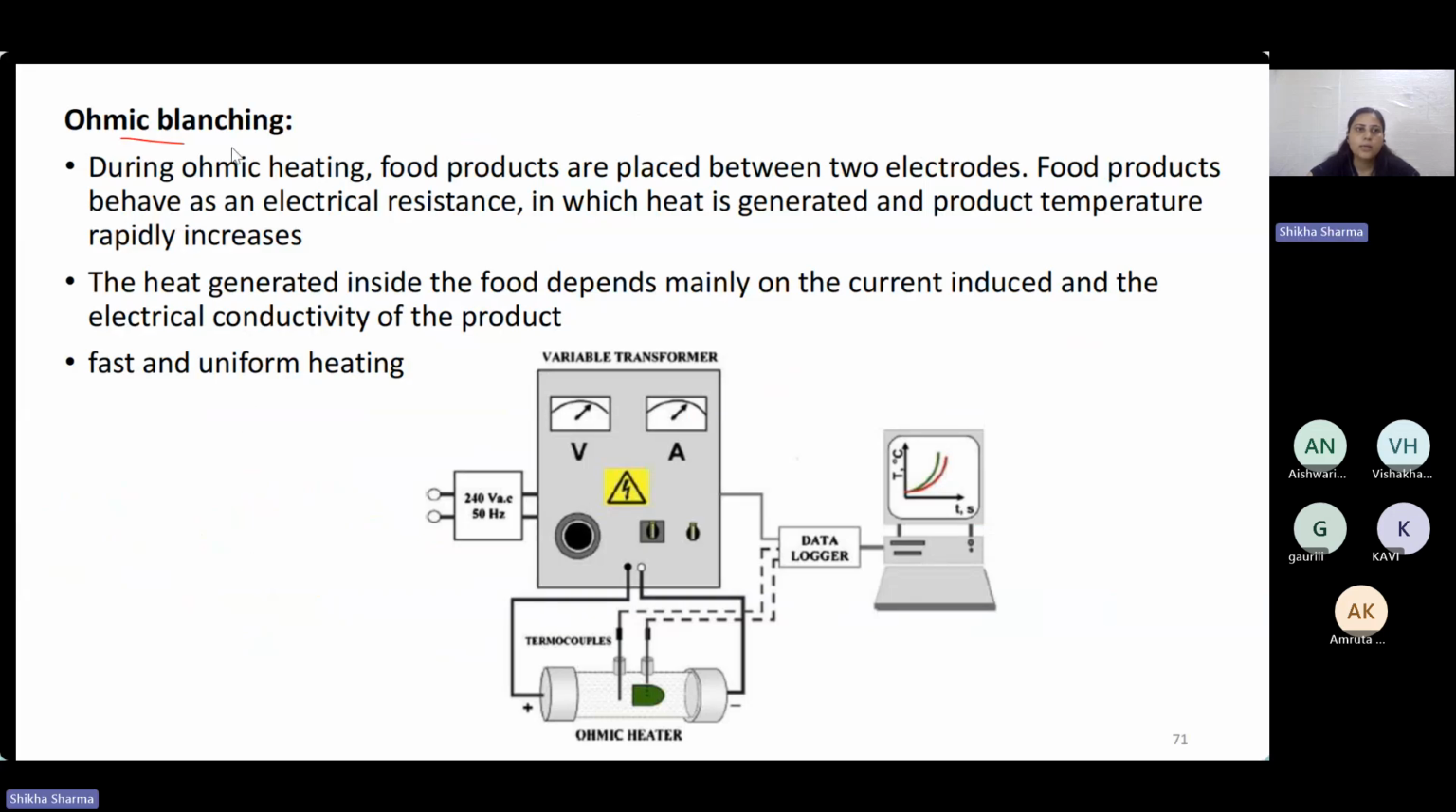In ohmic blanching, the food is placed between two rods, this is a positive rod and this is a negative rod, and the food is in between. The food behaves as an electric resistance, so heat is produced, the product temperature increases, the blanching temperature is reached, and the product undergoes blanching. It is a fast and very uniform heating method. So what happens?